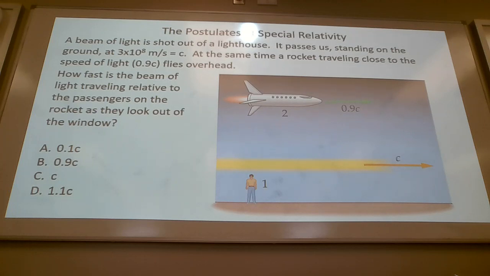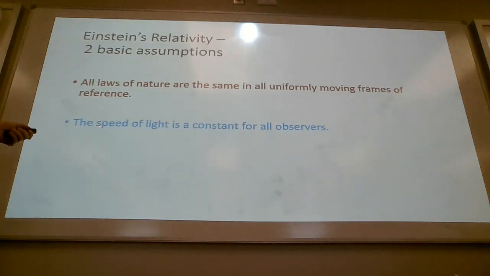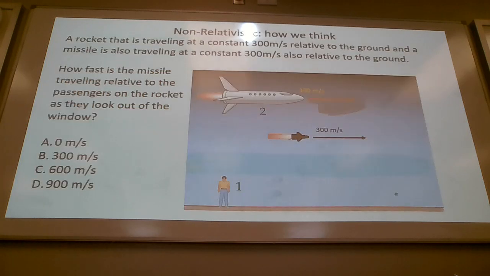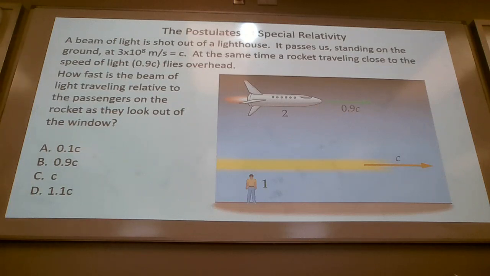They see light not going 10% the speed of light as we would expect, but they see light going past them at 3 times 10 to the 8th meters a second, as if they were standing still. Because Einstein said the speed of light is constant, always 3 times 10 to the 8th meters a second, regardless of your frame of reference. Now, if that made sense, you didn't get it.